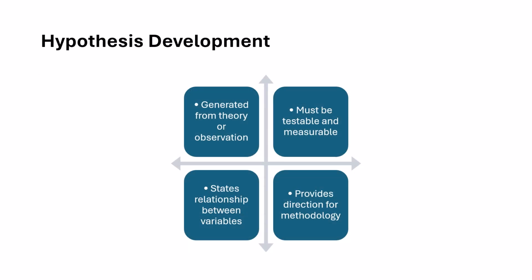Let's look closer at hypothesis development. A good hypothesis comes from either theory or observation. It must be testable and measurable. If you can't test it, it's not a scientific hypothesis. It states the relationship between variables and provides direction for your methodology. It also helps determine which statistical approach you'll use.